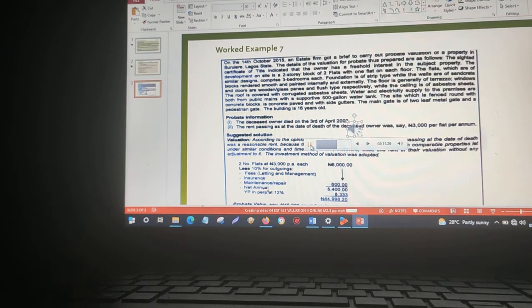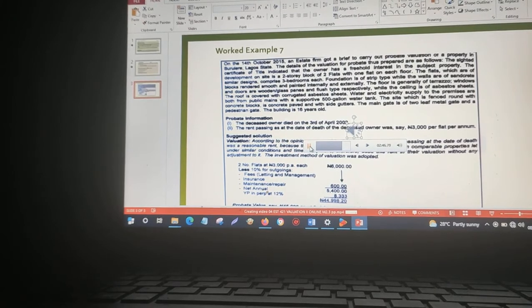So the information here is that the deceased owner died on the 3rd of April 2002. That's like 18 years ago. So you have to go back 18 years and look for what the market rates were at that time. Then the rent passing, you have to go back, but fortunately you are given here as 3,000 per flat per annum. Then you go through the normal valuation: 2 flats at 3,000 per annum gives you 6,000.